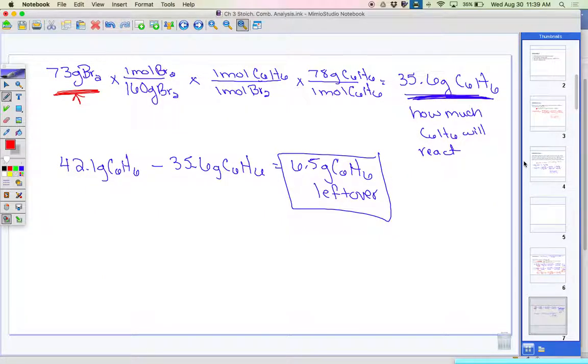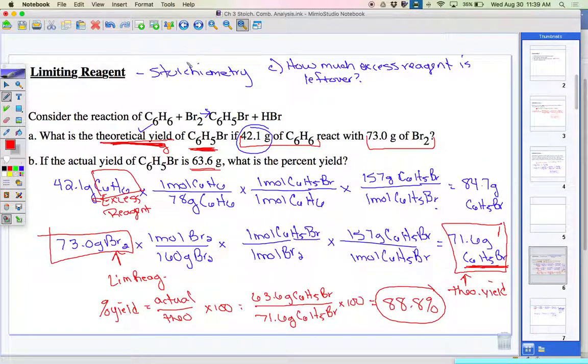Can you start with the C6H6 on step C instead of the Br2? Well, you could. If you started with that one, though, what you would figure out is how much... No, that would be more. You wouldn't want to do that. So you have to start with the limiting reagent. I'm not saying you can't get there that way. You could, but it's too many steps.